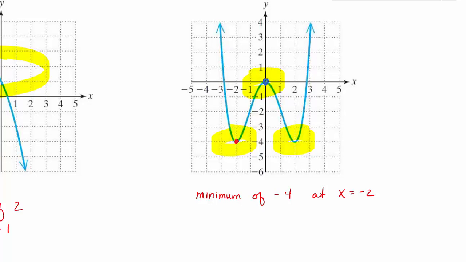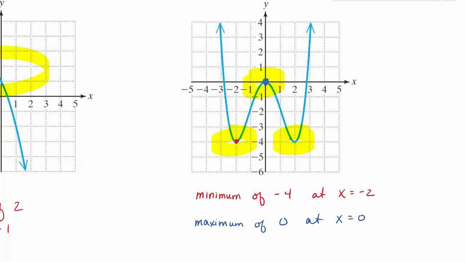So we see that this blue dot here that I've marked is the highest y value immediately to the left and immediately to the right. So we have a relative maximum of 0 at x equals 0. Now, this would not be a global max if we were considering the whole graph, which we'll do in calculus. This does not have a global max because we see that it goes up to positive infinity.